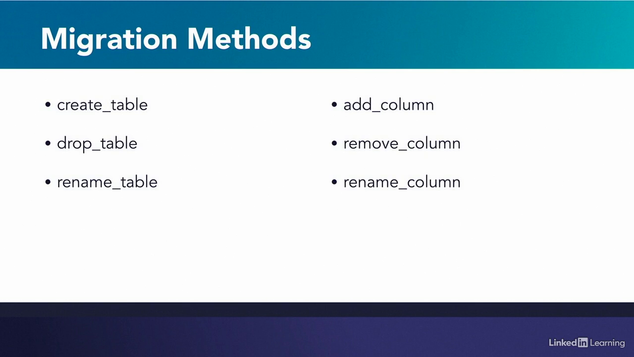Create table and add column are by far and away the methods you'll use most often. Drop table and remove column are probably the next most common, and renaming tables and columns happens sometimes as well. There are others as well. You can change the configuration options on tables, add indexes and foreign keys, and all sorts of others. But by far and away, these are the methods you're going to use the most often.